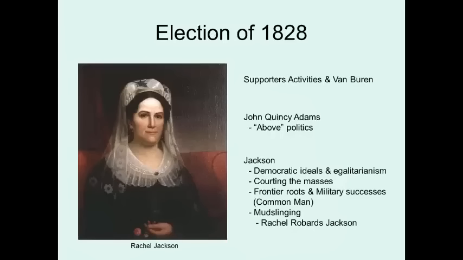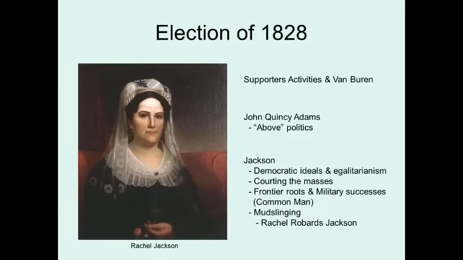So all of this is leading us up to the rematch between Jackson and Adams in the election of 1828. After the election of 1824, Jackson never really stopped running for president. And his supporters across the country are going to establish committees in support of him throughout the nation. And they're going to be helped along by a man named Martin Van Buren. Martin Van Buren is going to build up a very powerful political machine, and his supporters are going to be holding rallies, canvassing their neighbors, and writing letters the entire time between 1824 and 1828.